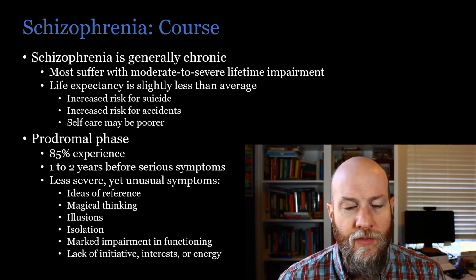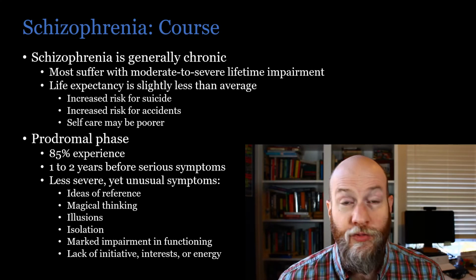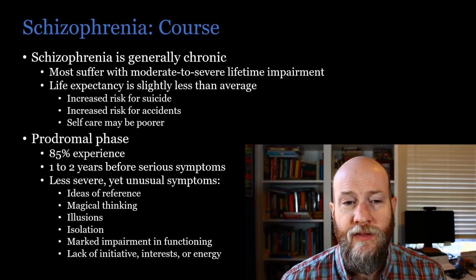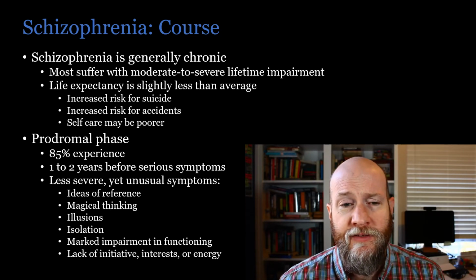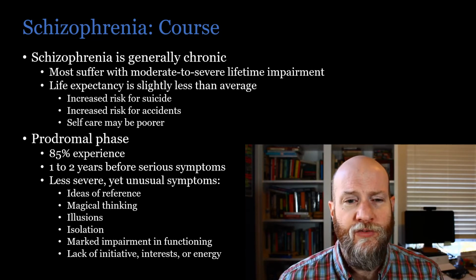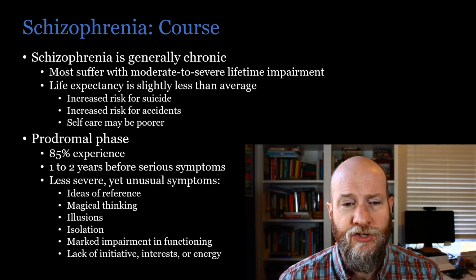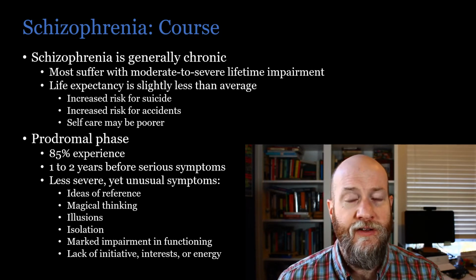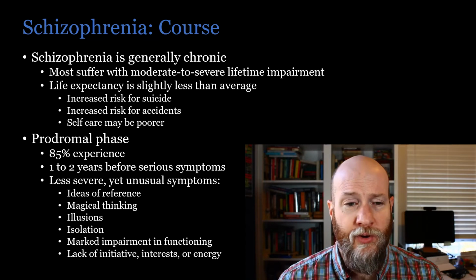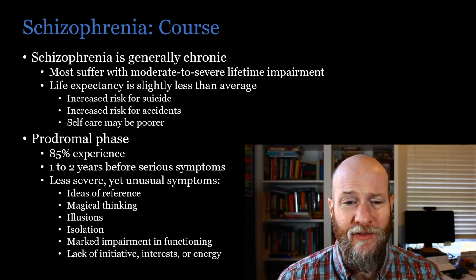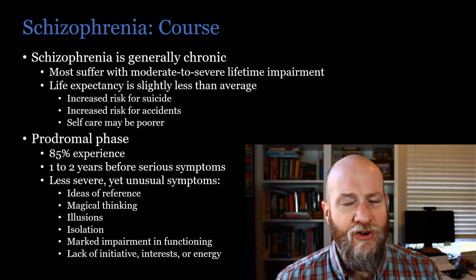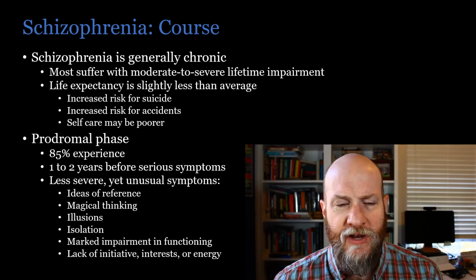As I've alluded to a little bit, there's something called the prodromal phase of schizophrenia. About 85% of those who eventually meet the diagnostic criteria will experience this, and it's usually 1 to 2 years before serious symptoms emerge. So the person is already displaying negative symptoms and disorganized symptoms. They may have impairment in functioning. They may show that apathy or avolition and have a lack of energy, be lethargic, with no interest or initiative.